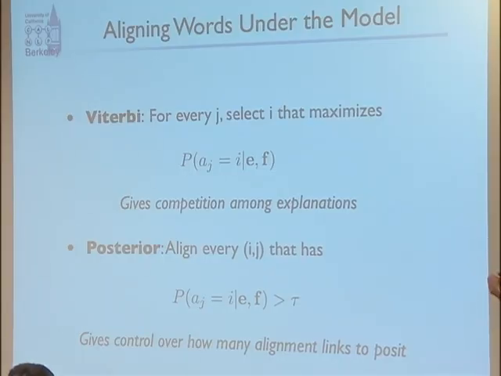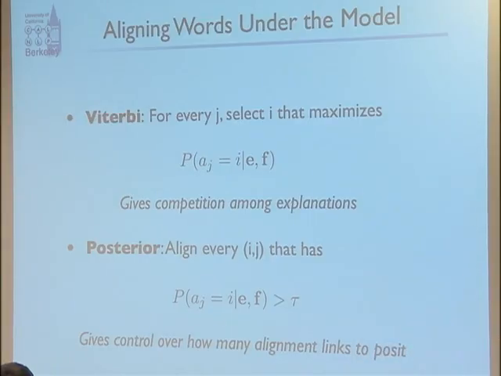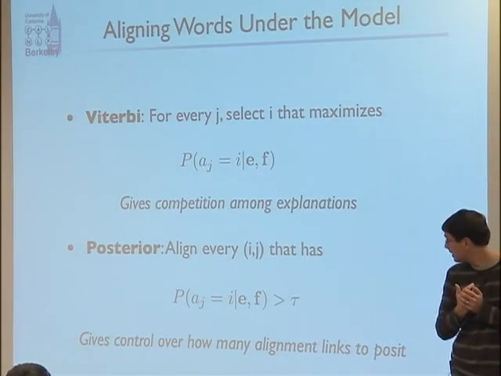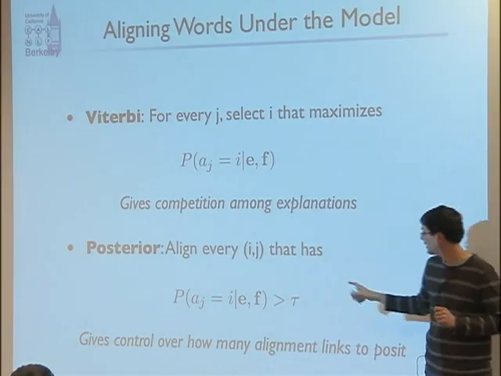So now I have this training sentence pair, and I've computed the posterior probability of every possible alignment link that I could draw. And now I might want to compute for each foreign word, what's the best English word I could align it to? It's called the Viterbi alignment. So you just compute all of these, and then you pick the best one for each foreign word. So for each J, pick the highest I. This gives kind of competition among explanations, just like the model does, and it's a good idea.